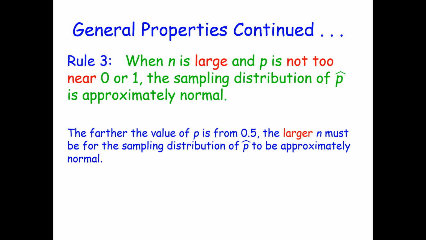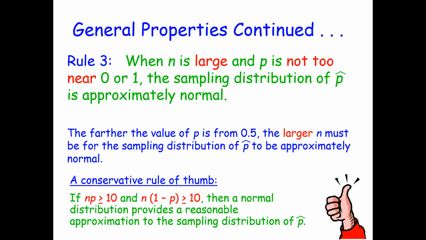Now, the farther the value of p is from 0.5, the larger n must be for the sampling distribution of p hat to be approximately normal. So we have a conservative rule of thumb here. If n times p is greater than or equal to 10, and n times 1 minus p is greater than or equal to 10, then a normal distribution provides a reasonable approximation to the sampling distribution of p hat.